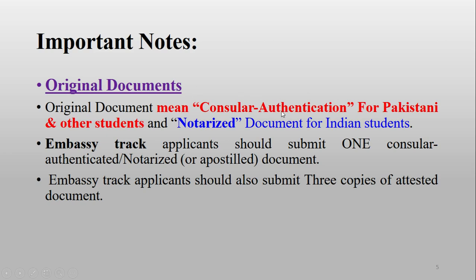Authentication means that this is similar to the original. So once you have a copy that has a stamp you will submit it, and then you will take 3 photocopies of that attested photocopy or attested document, right? So one original that was attested by the consular or notarized or apostilled. For Indians, notarized is okay, apostilled is also okay, and then you will take 3 photocopies of that particular document with that stamp. If it is on the back side, then you should get a photocopy of both sides of your document. This is the meaning of original documents.